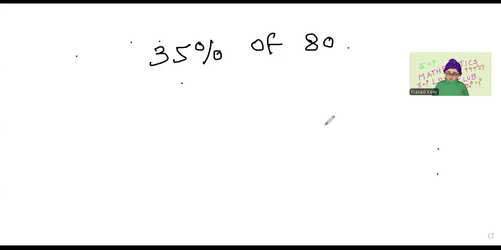Yes, sir. I have completed the problem. So I will show you the solution on the board. Please let me know whether it is correct or not. What I have done is I changed the percentage figure and the number whose percentage is to be found. So I'm writing this as 80% of 35.